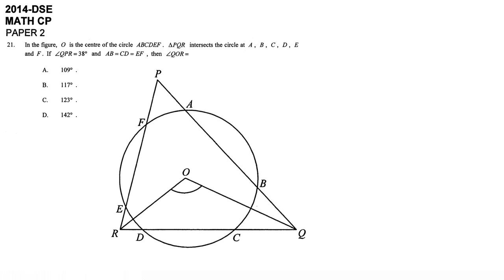Question 21, personally, I think is the most difficult question in this paper, because of some reasons that we do not always use. They say there is a triangle like this intersecting with a circle, and this angle QPR is 38 degrees.